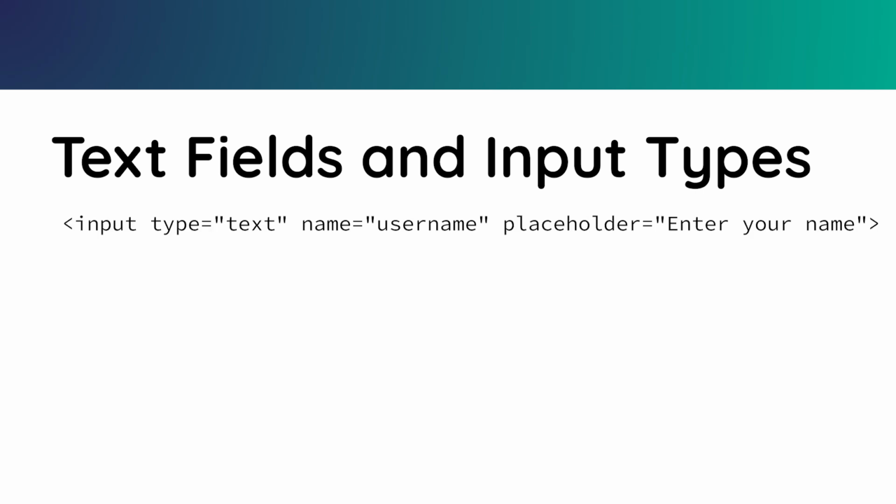But text fields aren't the only type of input. HTML offers a variety of input types, each designed for specific kinds of data. For example, you can use type equals email for email addresses, which will automatically validate that the input is in the correct email format.